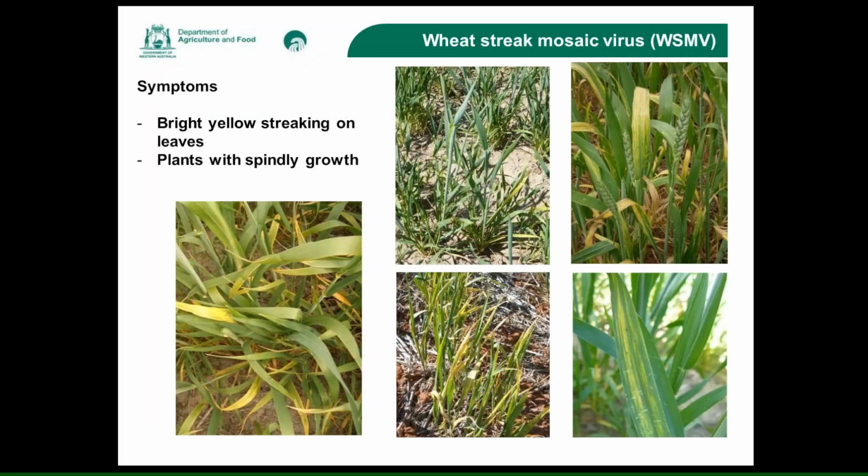Some of the symptoms that you might see with wheat streak mosaic virus infected wheat plants is that you'll see bright yellow streaking on the leaves. And this streaking will start at the leaf tips and extend down the length of the leaf, and the plants are often quite spindly in their growth as well. And the streaks that you'll see can be quite continuous, or they can be broken streaks as well, and this depends on the variety of wheat that's been infected.